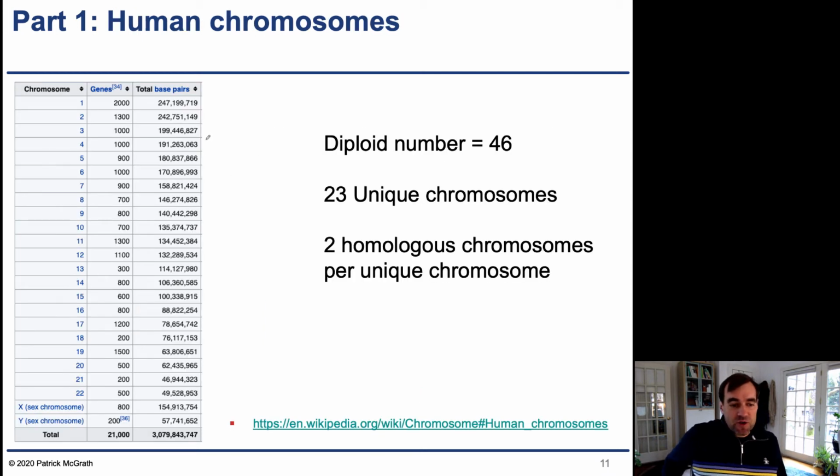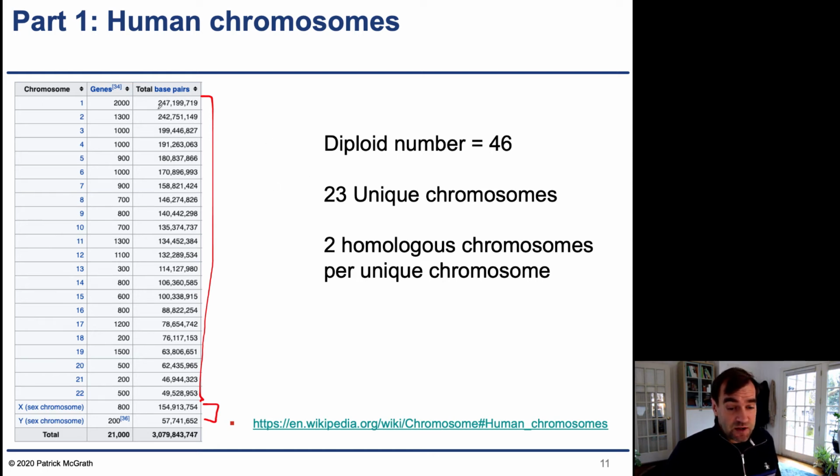So human chromosomes: there are 23 unique chromosomes, 22 autosomes and then the sex chromosomes, and each one has two homologous chromosomes per unique chromosome, so their diploid number is 46. And this just shows the distribution of the sizes of chromosomes for humans. I just pulled this from Wikipedia.